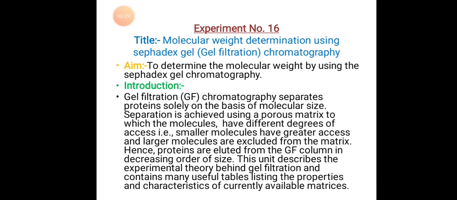It is also known as GF, that is gel filtration chromatography, which separates proteins solely on the basis of molecular size. Separation is achieved using a porous matrix to which the molecules have different degrees of access, that is, smaller molecules have greater access and larger molecules are excluded from the matrix. Hence, proteins are eluted from the GF column in decreasing order of size. This unit describes the experimental theory behind gel filtration and contains many useful tables listing the properties and characteristics of currently available matrices.